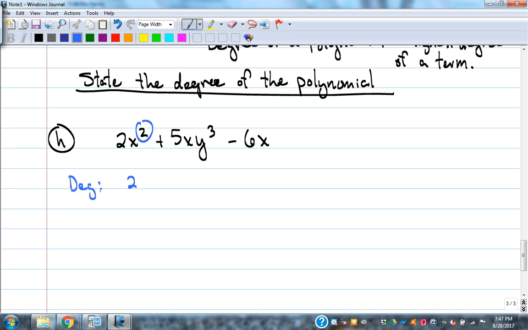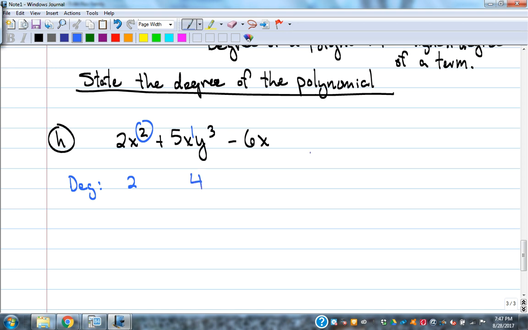And so I'm just abbreviating degree. The second term, 5xy to the third, has 2 variables. What's the exponent on the x? 1. It's understood that that's a 1. So the degree of that term is the sum of the variables' exponents. So what's the degree of that term? 4. 3 plus 1 is 4.